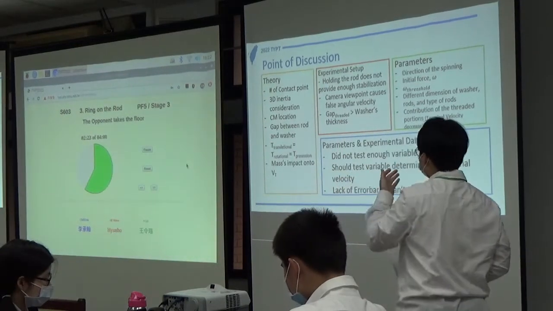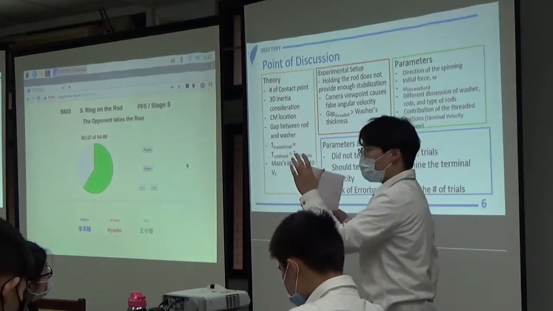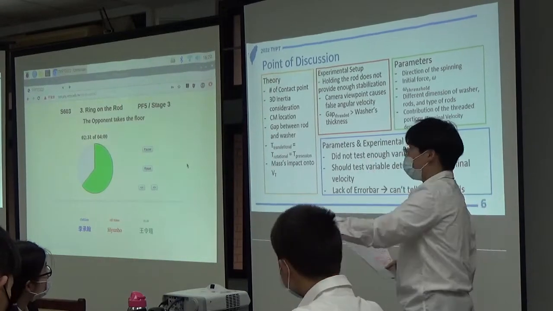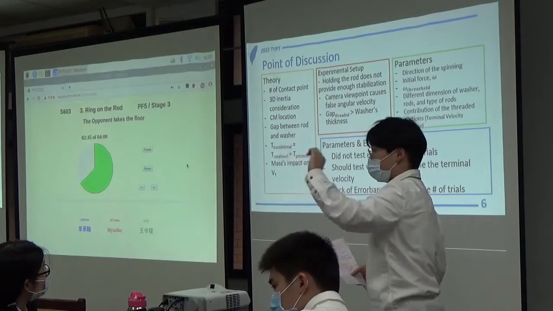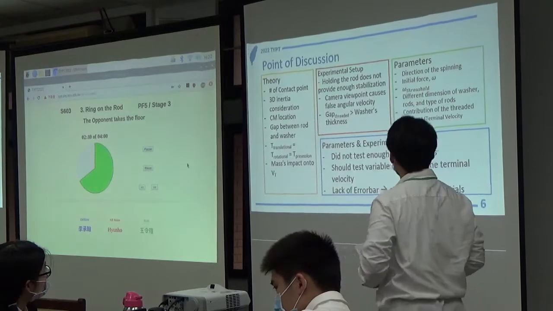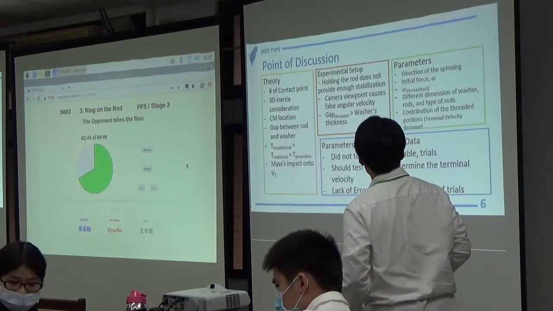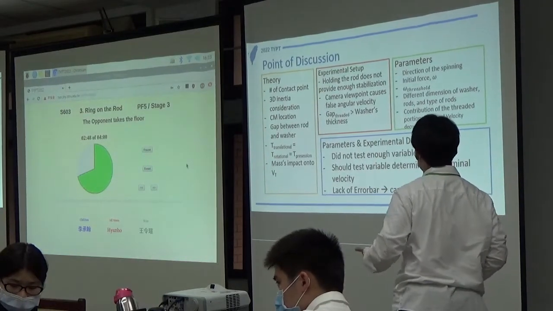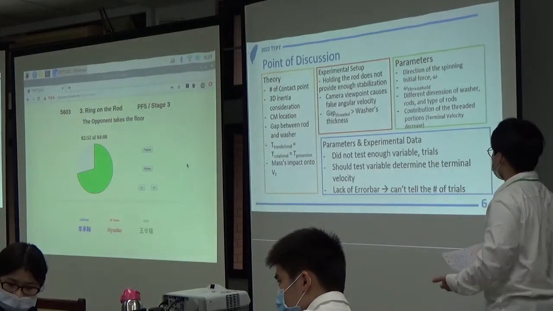It's also possible that the camera viewpoint causes a false angular velocity where the film is shifted or sheared. Also, since the reporter considered the threaded rod, if the gap between the threads is larger than the thickness of the washer, the theory will not work. I'll explain it later. In the parameters, I want to talk about the direction of the spinning and the use of force and omega with the threshold. And I also want to talk about different dimensions of the washer, rod, and type of the rods, and the contribution of the threaded portions.